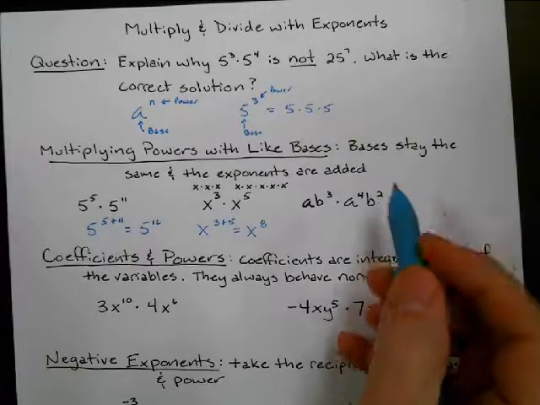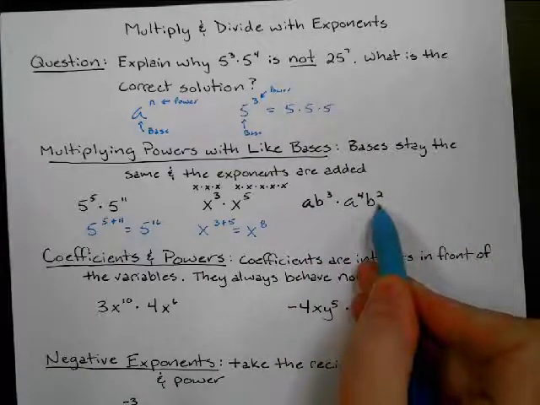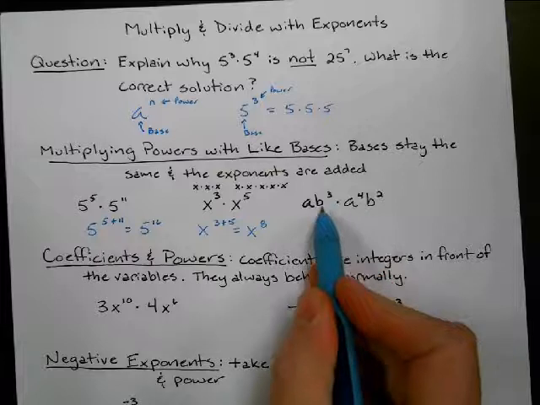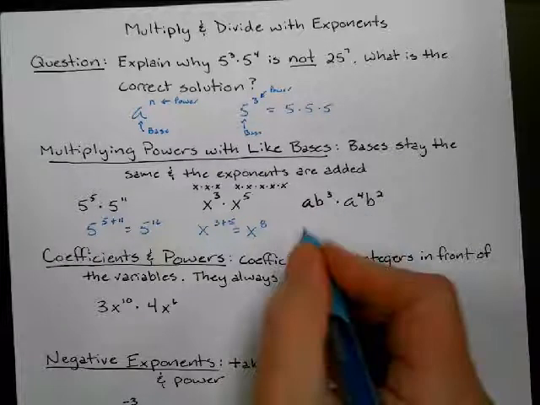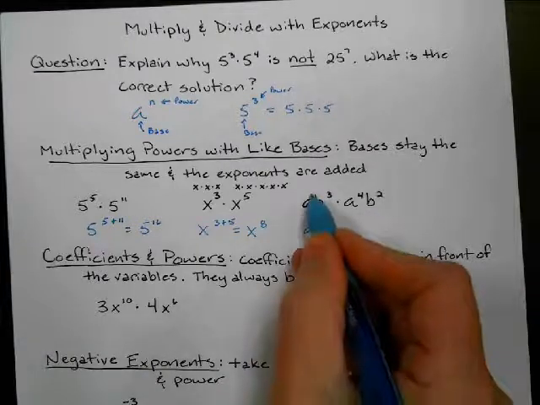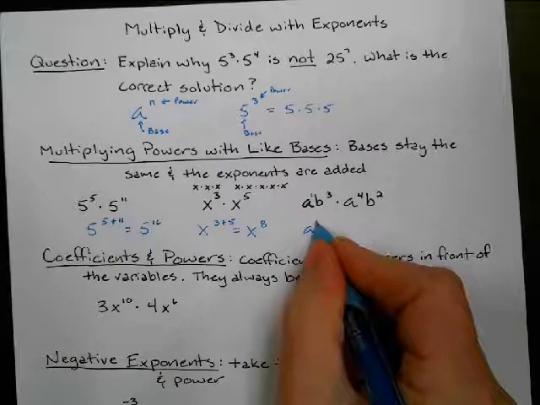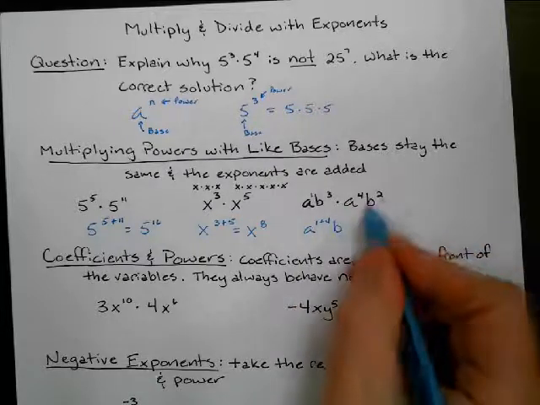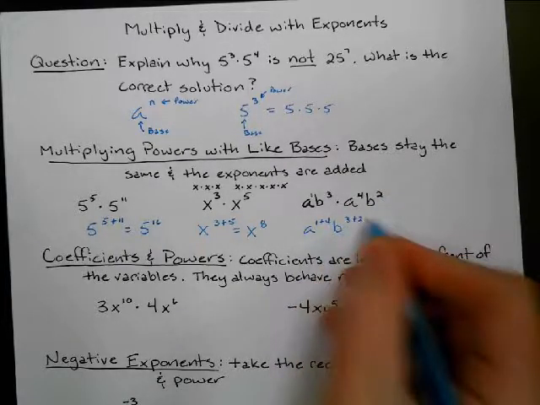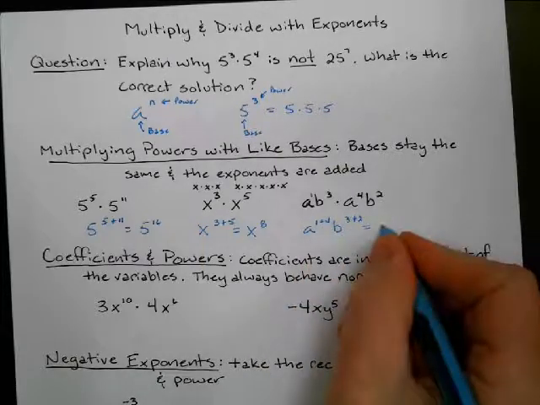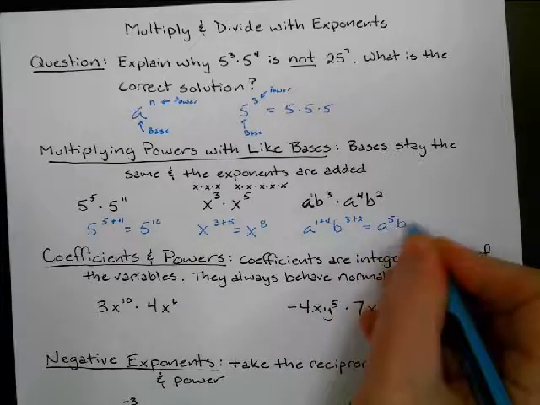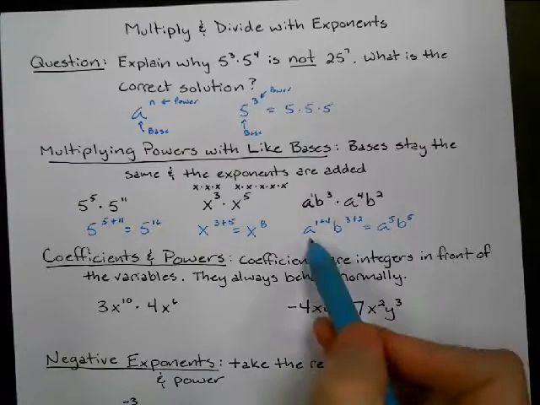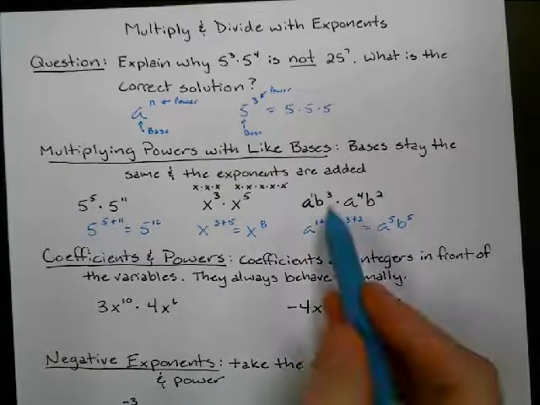All right, next part. What if we've got two different types of bases? Well, we can only add the exponents of like bases. So the a we have to take separately, and the b we take separately. So the a and the a, that base stays the same. And I have 1 a over here and 4 a's over there, so that's 1 plus 4. For the b's, I have 3 b's being multiplied and 2 b's. So 3 plus 2. So this would be a to the 1 plus 4, a to the 5th. And b to the 3 plus 2, b to the 5th. So the like bases stay the same, exponents are added together. If they're not the same base, you can't combine them.